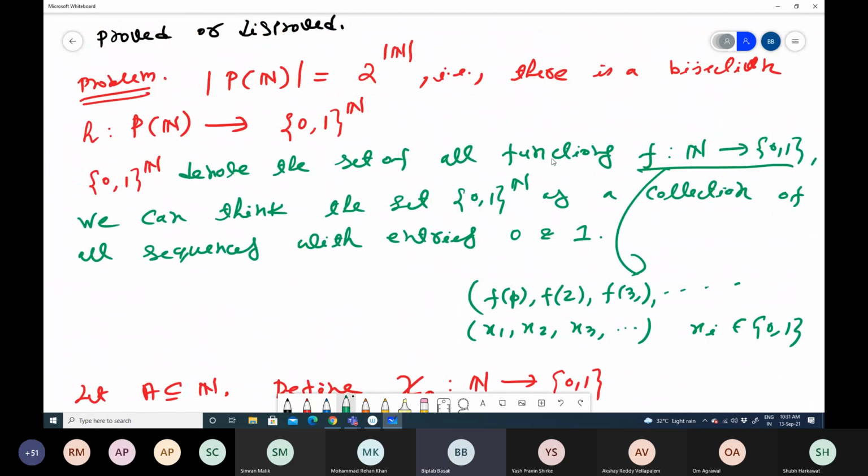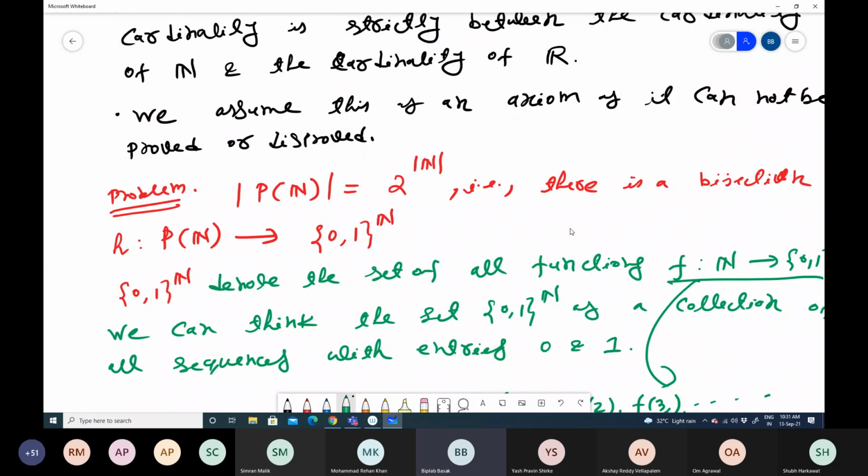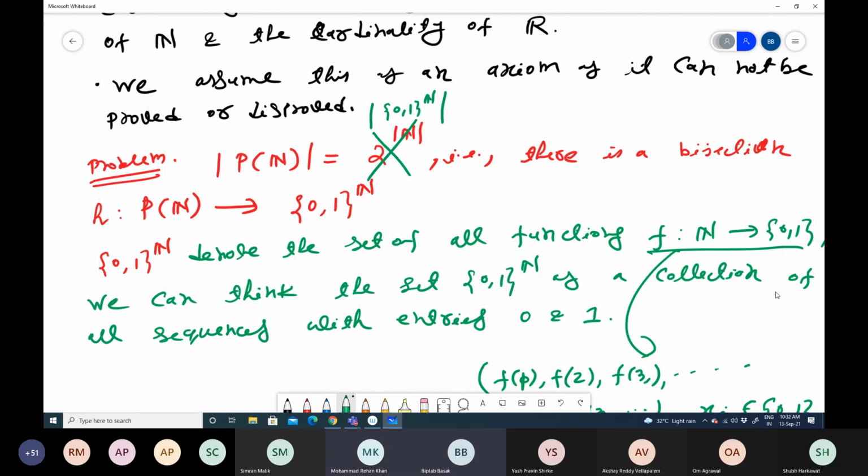So if you want, we can change our theorem. That problem, we can forget about this. Cardinality of this equals the cardinality of {0,1}^N. Okay, so this is our problem. We are proving that the cardinality of the power set of N is the same as the cardinality of this, that is, the set of all functions from N to {0,1}. So that is our problem.